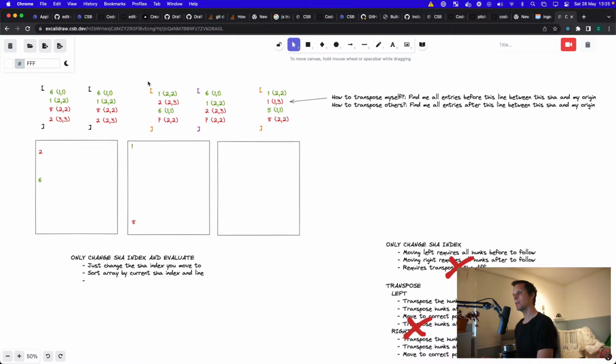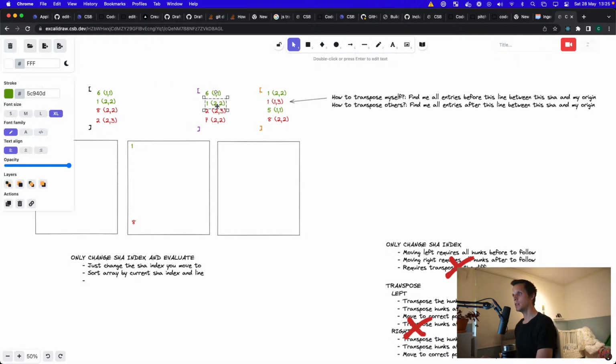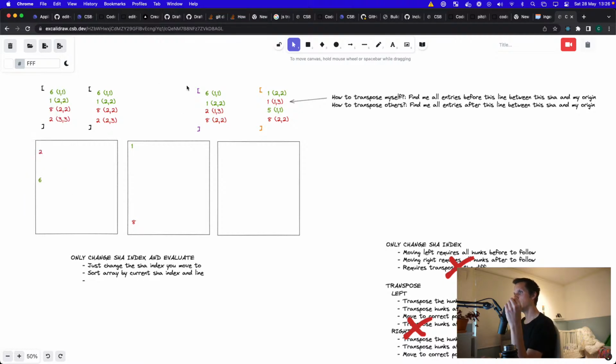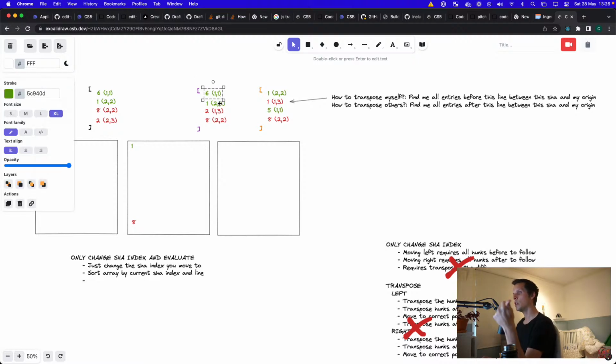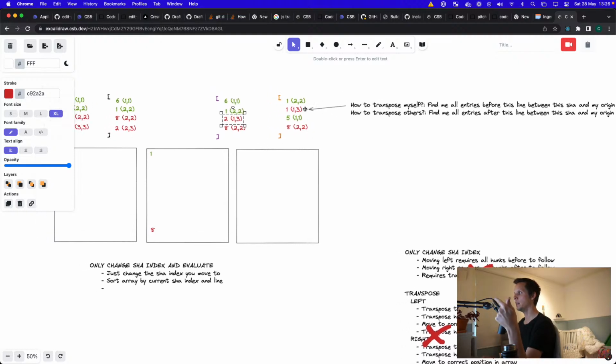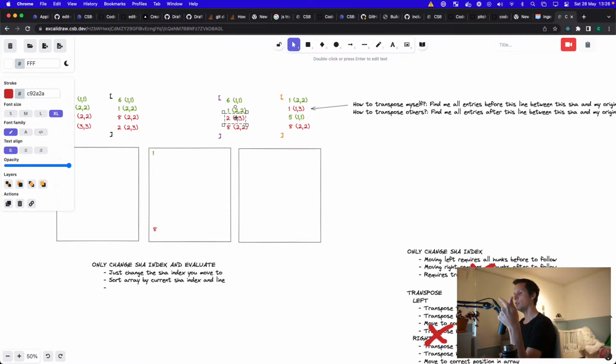Okay, so if we did exactly the same here on the original array, 6 1 1 1 2 2 2 1 3 and 8 2 2. So again here, same SHA and origin, same SHA and origin, different SHA and origin. Okay, how do I need to change? Find me all entries before this line between this SHA and my origin.